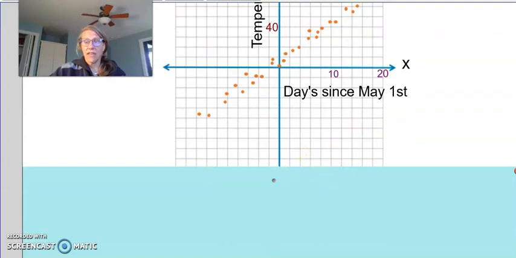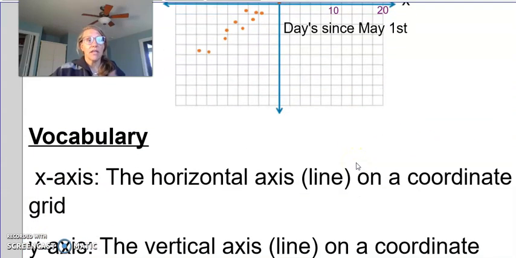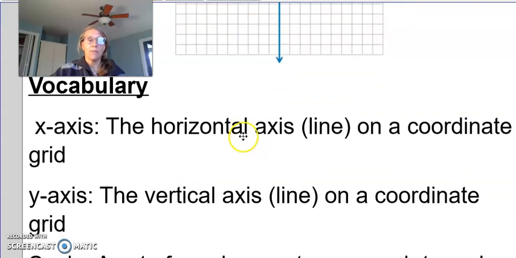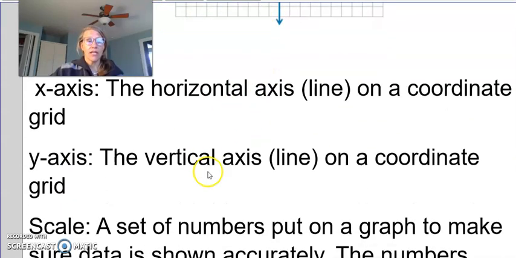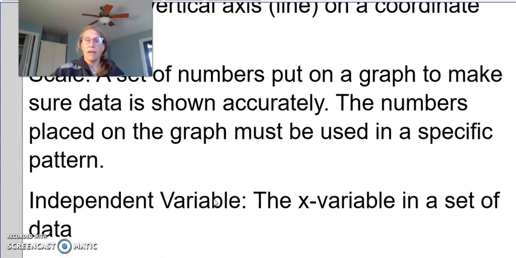So just a couple of things to keep in mind, some vocabulary that you're going to be using and hopefully getting comfortable with if you're not already, is the x-axis, that horizontal line on a coordinate grid, the y-axis, that vertical line on the coordinate grid, the scale, the numbers on that graph that make sure the data is shown accurately. If you just slap on any old number up there, it's really going to warp the graph and make it look not the way it's intended to look.